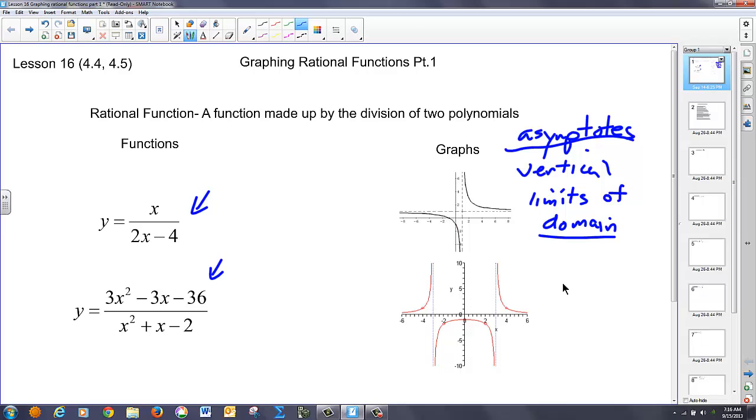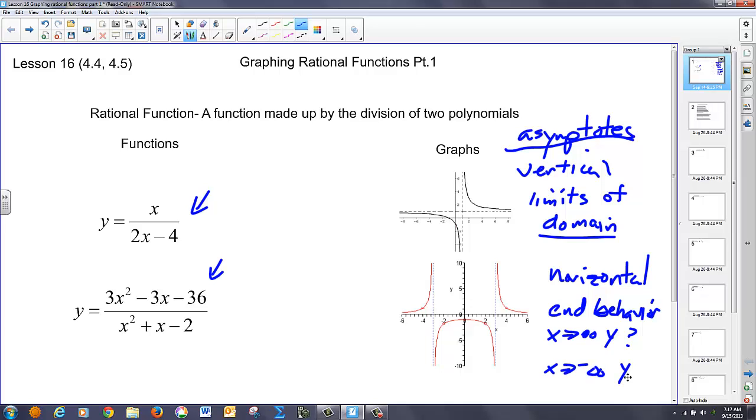And if I have a horizontal asymptote, these describe end behavior. In other words, as x gets big, what happens to y? And as x gets big, negative, what happens to y? So you notice in this case, if I were to describe the end behavior as x gets big positively and negatively, y gets very close to 1.